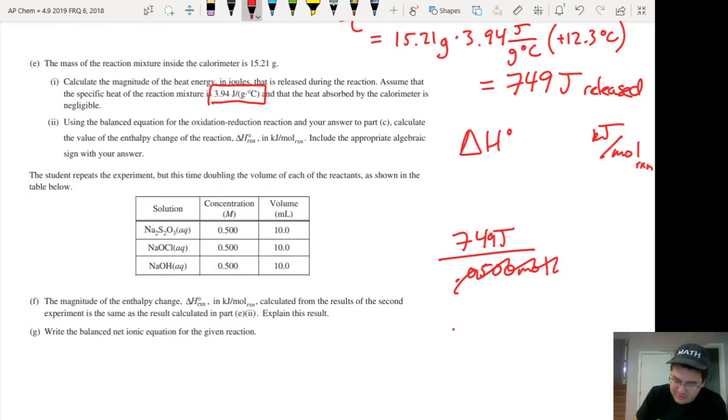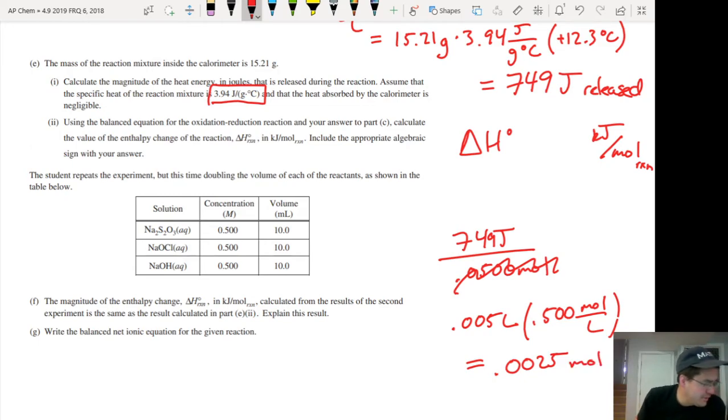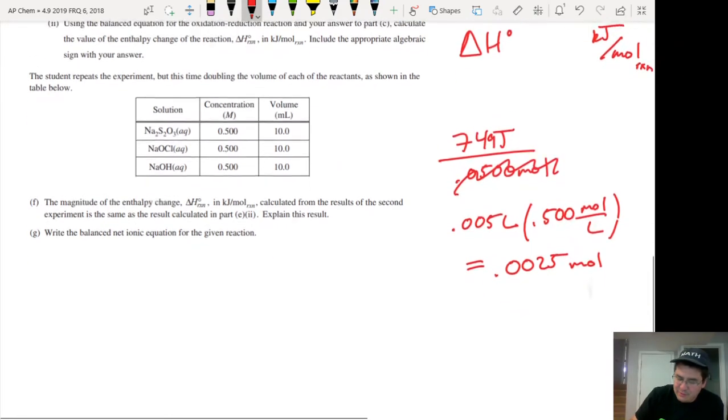We used 5 milliliters, which would be 0.005 liters times 0.5 moles per liter, because it was 0.5 molar, which comes out to half of 0.005, which is 0.0025 moles. That many moles. Okay, and then they took that many moles and they used the stoichiometric coefficient.